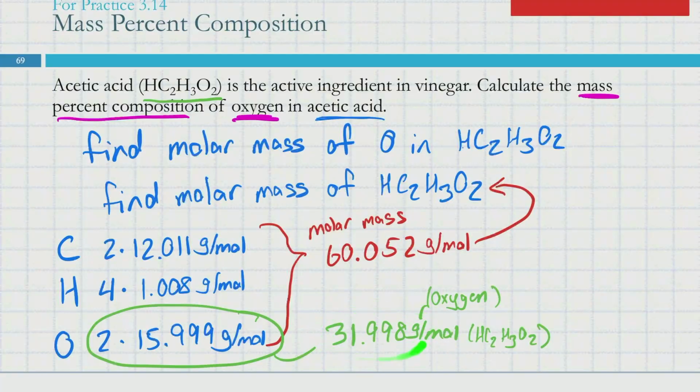So we're going to take the part, divide by the whole, and multiply by 100%. So 31.998 grams per mole divided by 60.052 grams per mole. And since it's a percent, multiply by 100%.